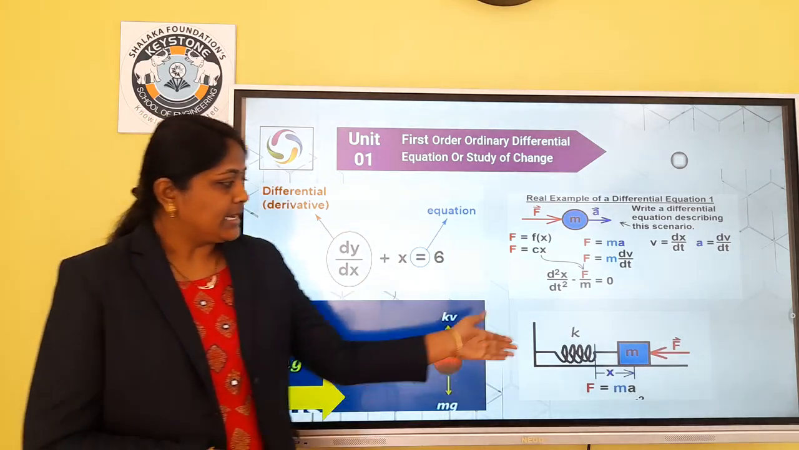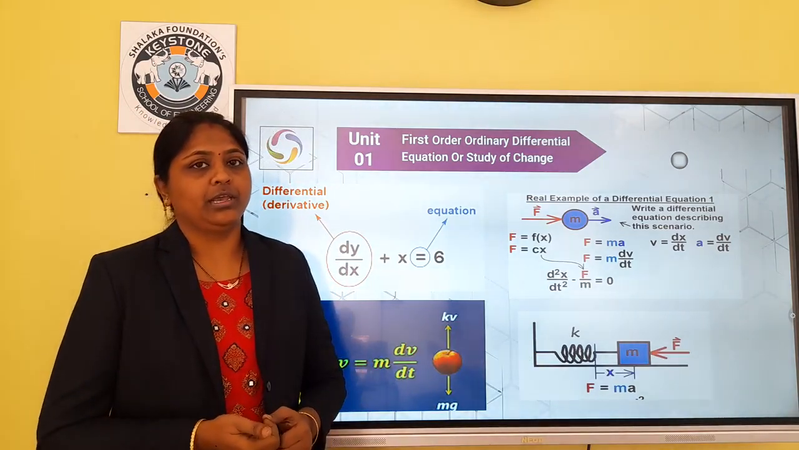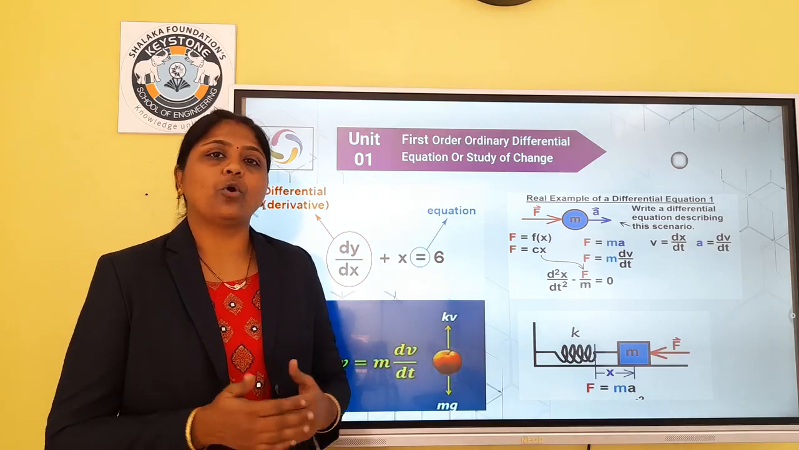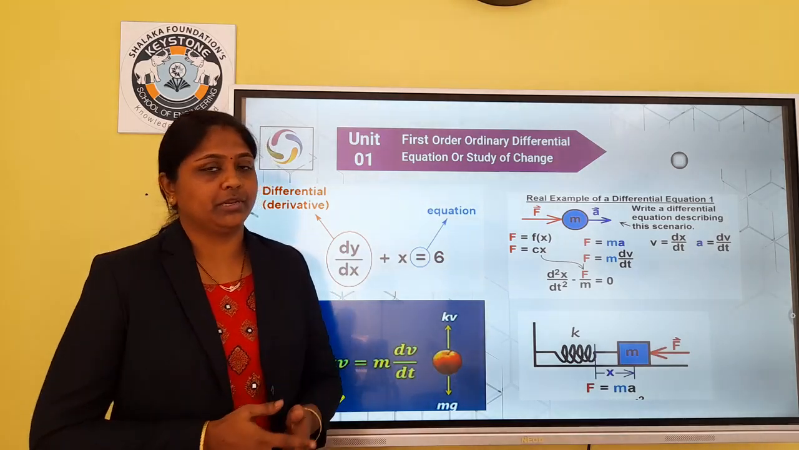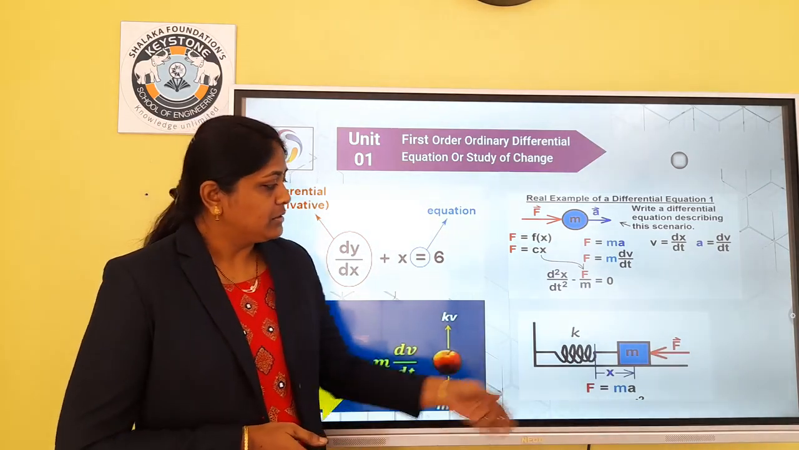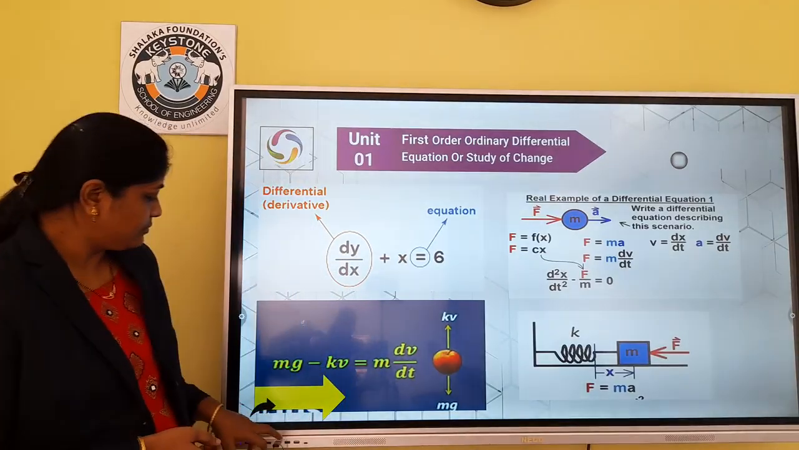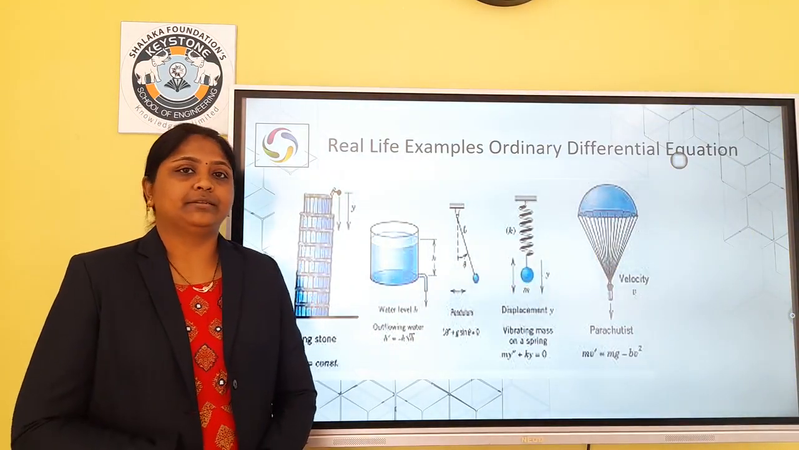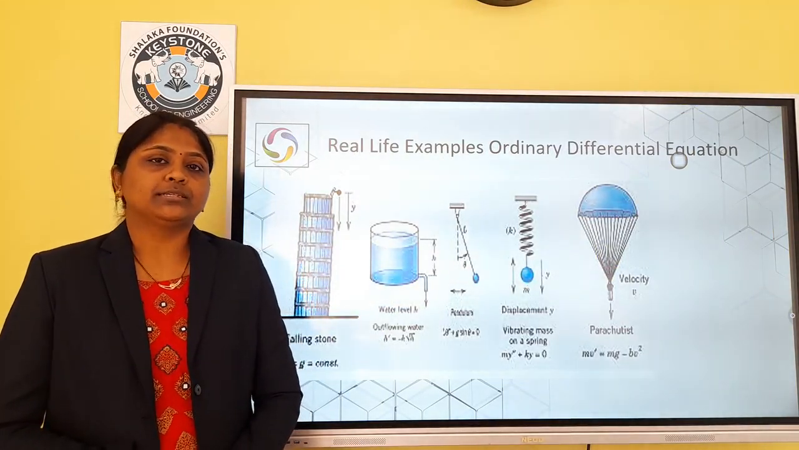Okay. The second example is of the spring mass. If I apply a force and pull the mass, what will happen? It starts oscillating. So this physical change we can model by using differential equation. So force is equal to mass into acceleration. Next, these are the real life examples of ordinary differential equation.